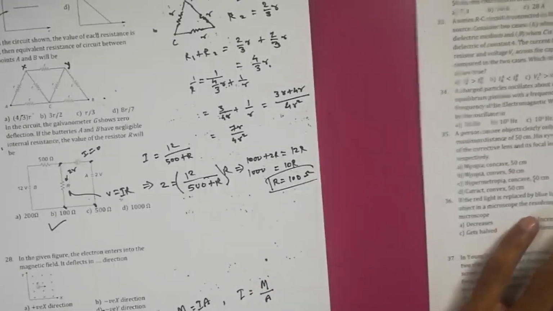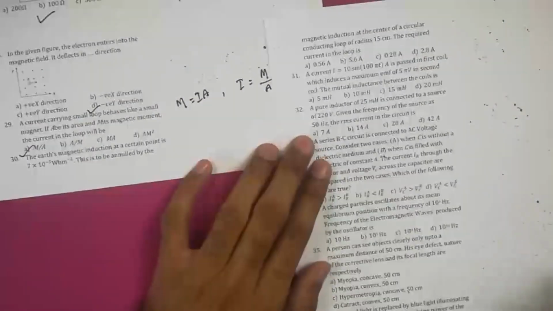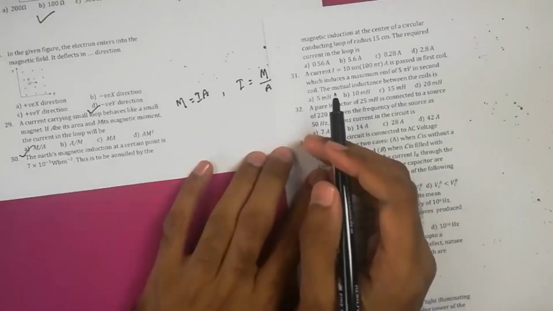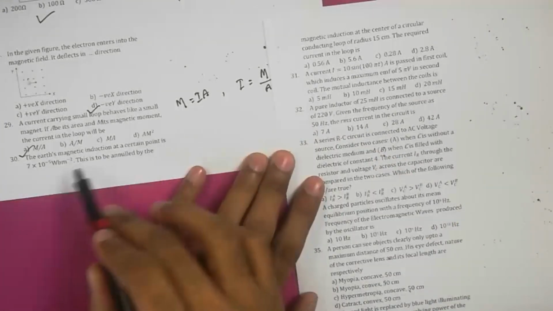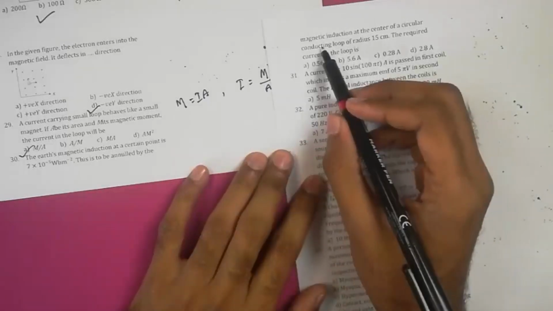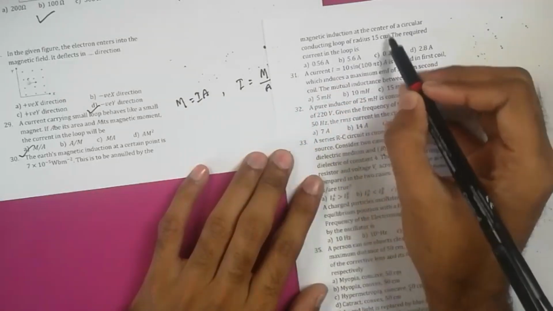Okay. Next question is a connected question. So let's see what this is. It's again a direct formula based question. It says the Earth's magnetic induction at a certain point is given by this value. This is to be annulled by the magnetic induction at the center of a circular conducting loop of radius 15 centimeter. The required current in the loop is required.